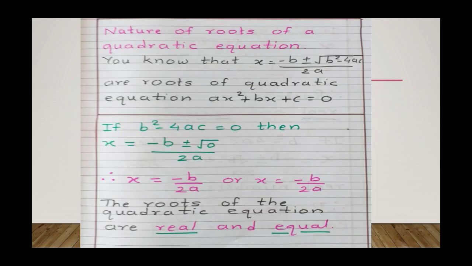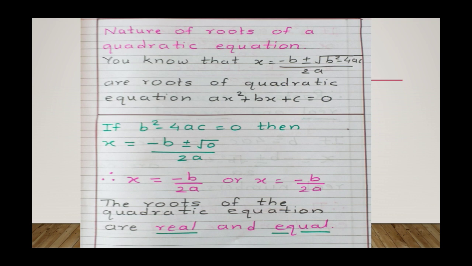Nature of roots of quadratic equation. You know that x is equal to minus b plus or minus under root b square minus 4ac upon 2a are the roots of the quadratic equation ax square plus bx plus c is equal to 0.